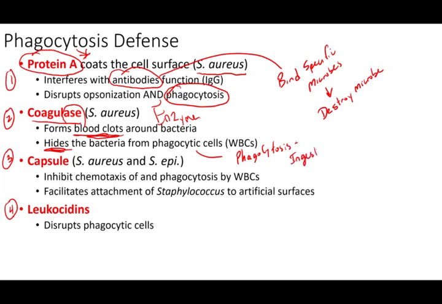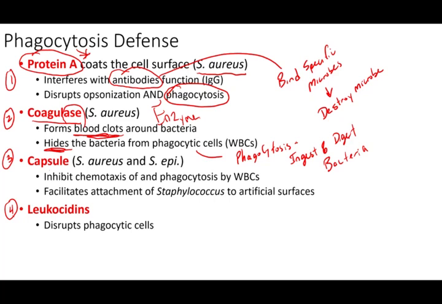So for that to be functional, the white blood cells have to find and then ingest and then digest the bacteria. And so what we're saying here is if the bacteria are hiding inside of a blood clot, then those white blood cells don't have access and won't be able to find and then destroy the staph organism.